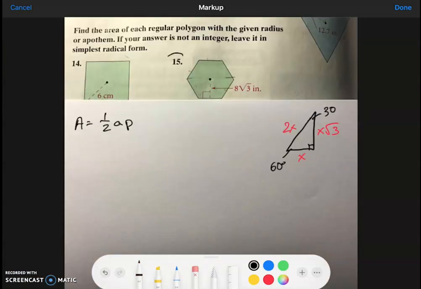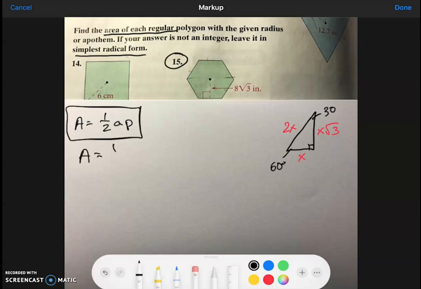Okay, we're going to try number 15 here. We're going to try to figure out the area of the regular polygon, and we are going to leave it in simplest radical form, so like radical 3, radical 2. Number 15 here, we got a hexagon, a six-sided figure. We know that the formula is area is 1/2 apothem times perimeter. They actually give us the apothem. It is 8 radical 3. What we need to do is figure out the perimeter.